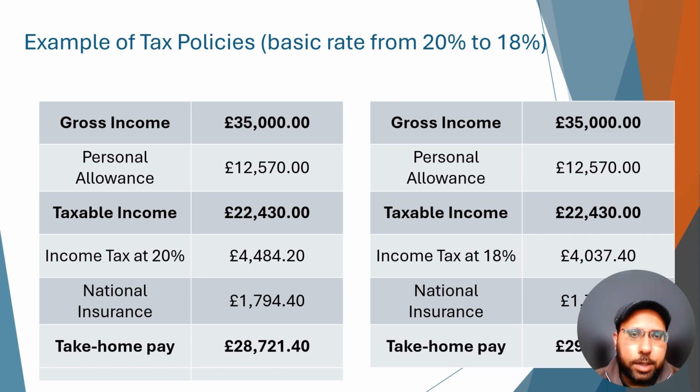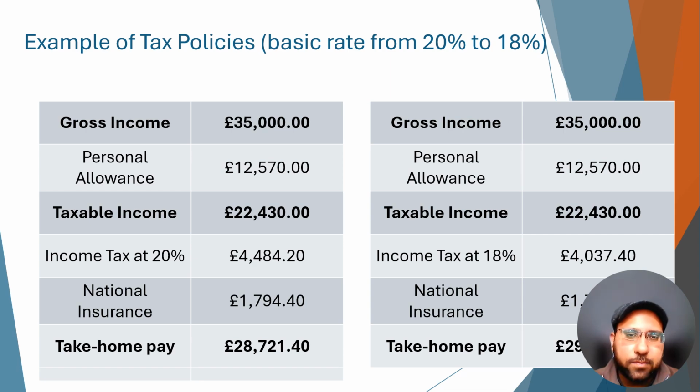On the left hand side, we've got an individual that earns £35,000 a year. He is entitled to his personal allowance of £12,570. That means for the year his overall taxable income will be £22,430. Remember, the £12,570 is not taxed. He will only be taxed on just over £22,000. He will pay, or she will pay, a 20% rate.